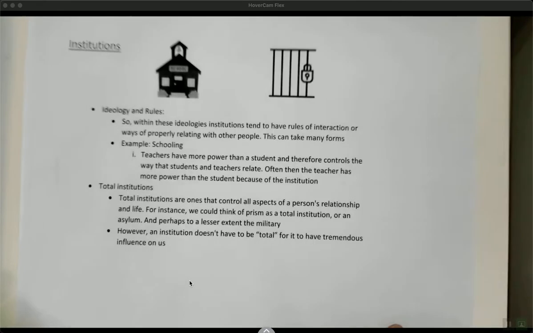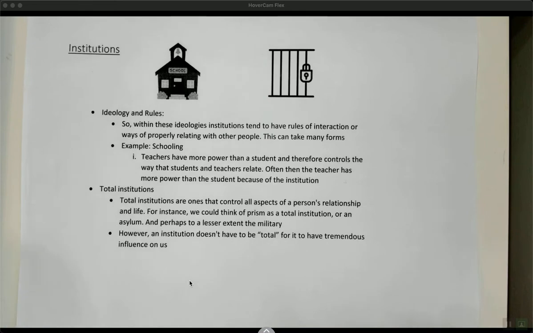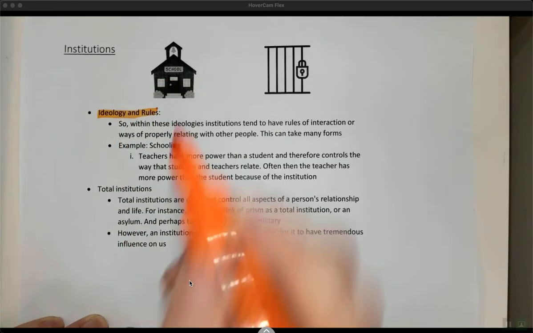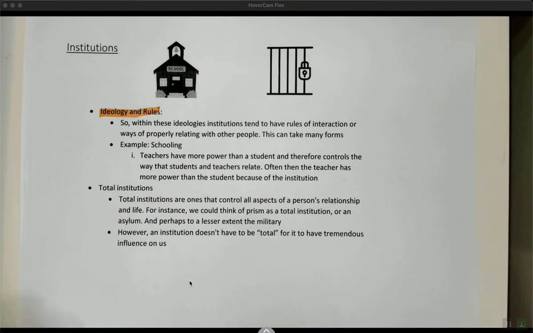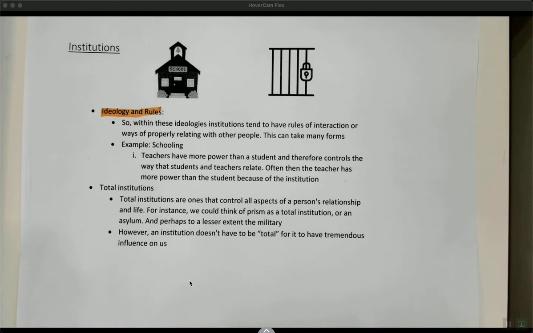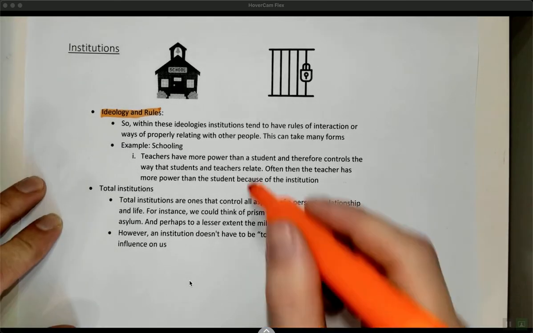So how does that happen? Where does control come from? So when we think about control, when we think about institutions, we also think about rules. Ideology and rules are related with each other. So basically then, each institution tends to have rules of interaction or ways of properly relating with other people.